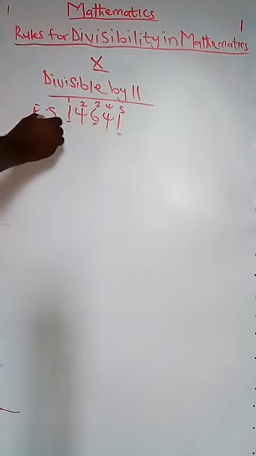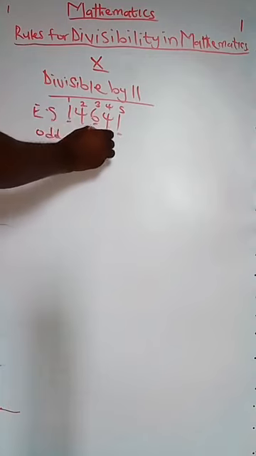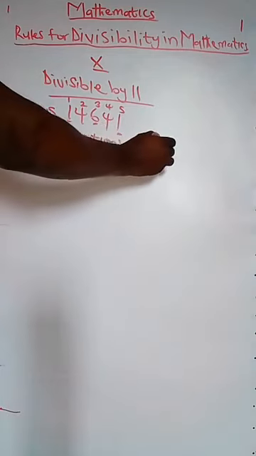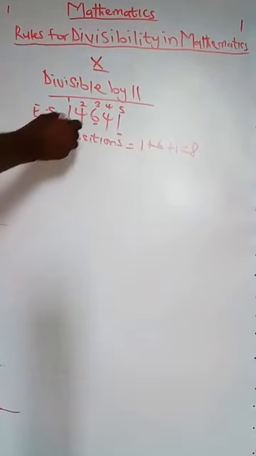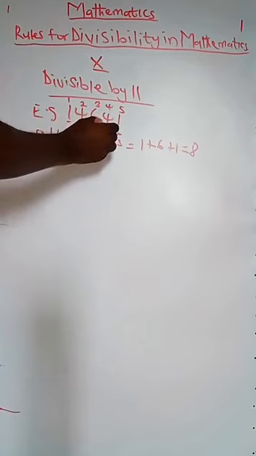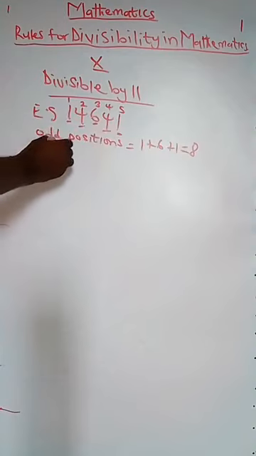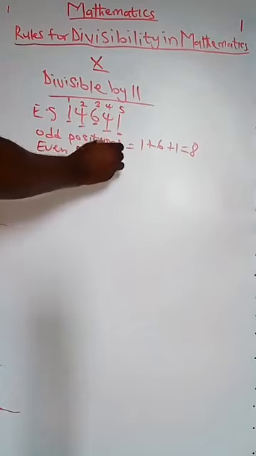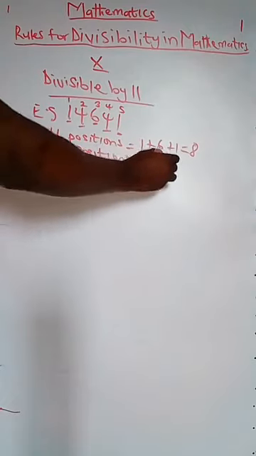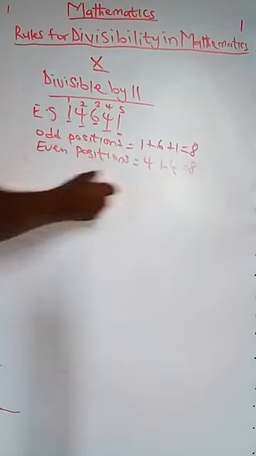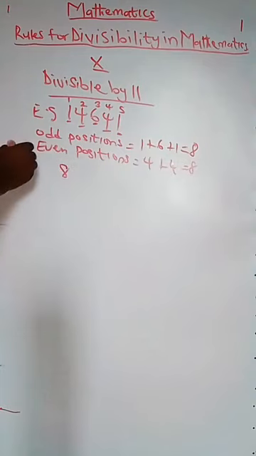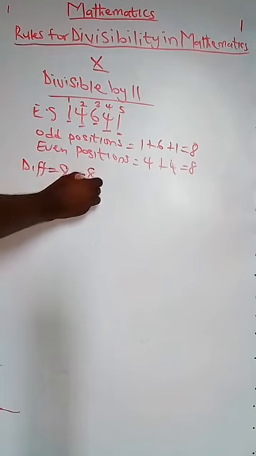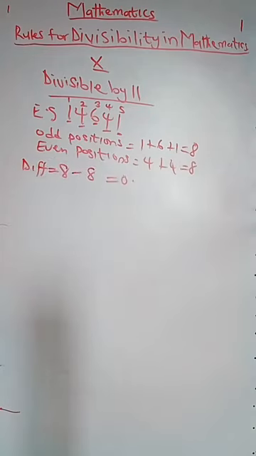So odd positions, right? That is 1 plus 6 plus 1. That is 8. Then we sum up all the numbers in even positions. Even positions. Alright. We have 4 plus 4. That is 8. So 8. So now look at the difference. Equals 8 minus 8, which is 0. So once the difference is either 0 or a multiple of 11, that number is divisible by 11.